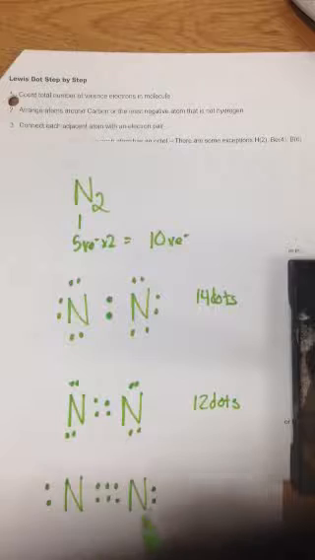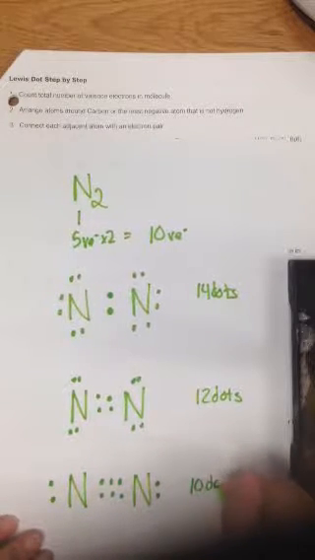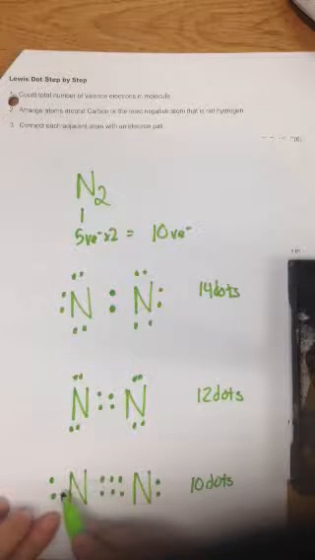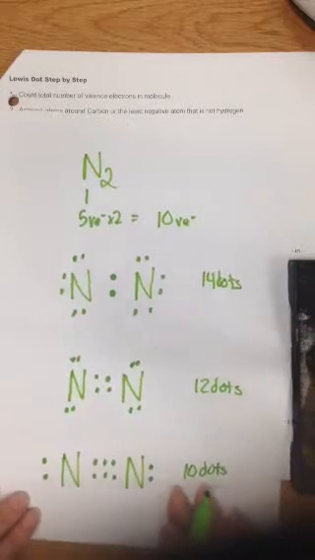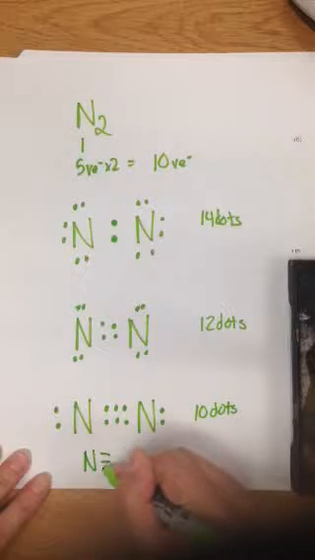Now it has 8. And we count the dots. 2, 4, 6, 8, 10 dots. Holy moly, that's beautiful. And guess what? 5 of them come from one nitrogen, the other 5 come from the other, and we have a beautiful Lewis structure that works out. And then if I'm going to draw the structural formula, it would look like this.